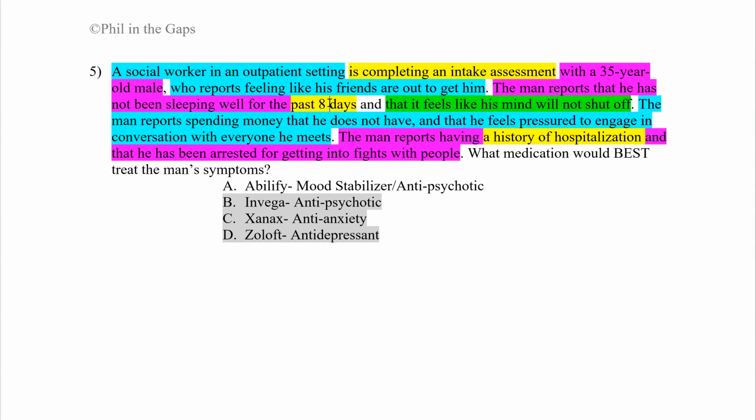So bipolar 1, manic episode, 1 week or longer, flight of ideas, spending money he doesn't have, clinically significant impact, risky behavior, feeling pressured to engage in conversation. So talkativeness, history of hospitalization. So that's a clinically significant impact. The correct answer here is going to be Abilify because it helps improve their ability to handle their mood and their psychosis. There's not really psychosis, but Abilify would be a mood stabilizer as well. So the correct answer here is A. That's how we'd look at that question in particular.